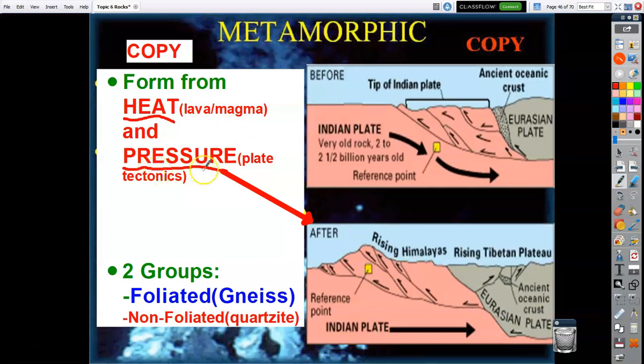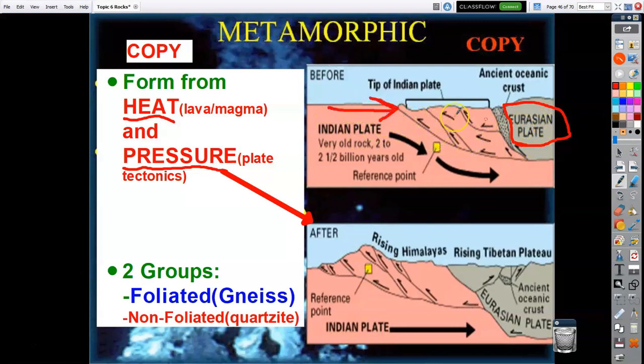Pressure is the other process. That's going to occur a lot with plate tectonics. Now, we haven't covered plate tectonics yet. That's coming up down the road. But if you look at this picture over here, you've got the Indian plate, which is made up of the country of India. You've got the Eurasian plate over here, which is made up of Europe and Asia. And when those two plates come together, they call it a convergent boundary, which again we'll talk about later.